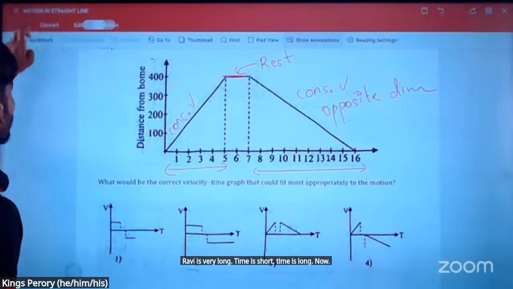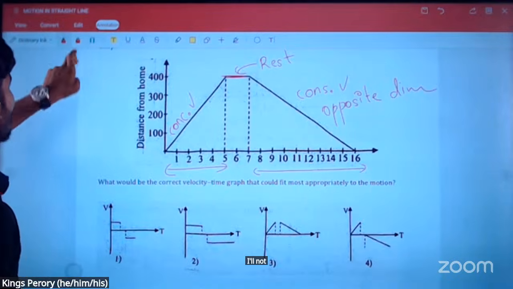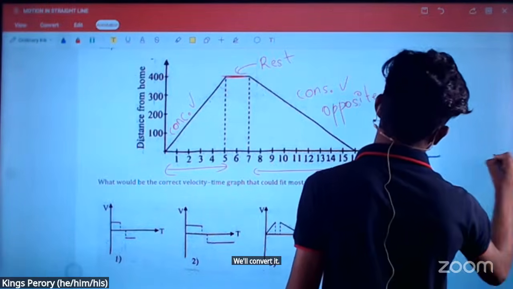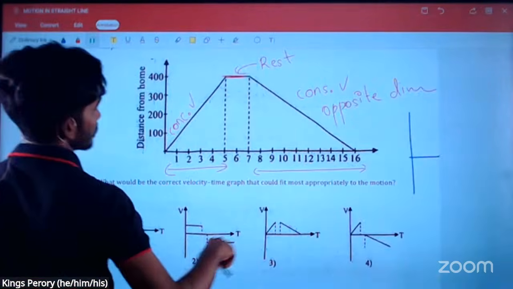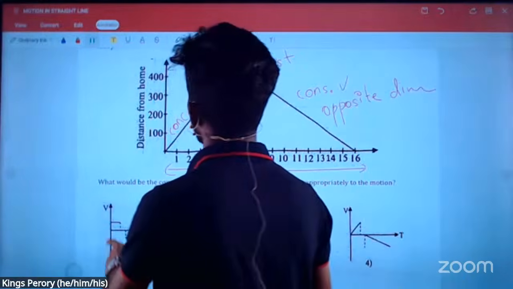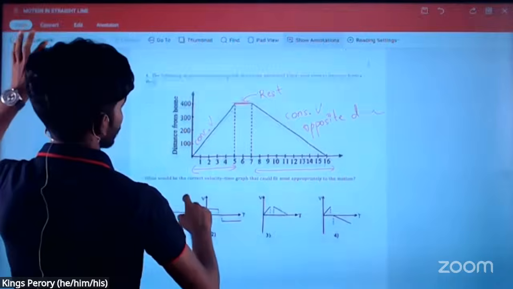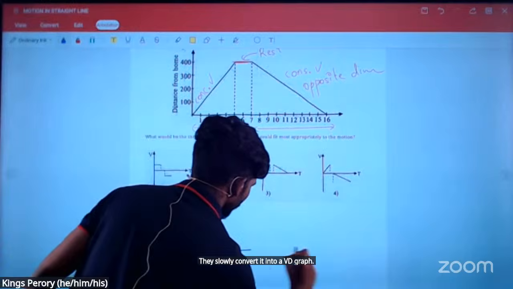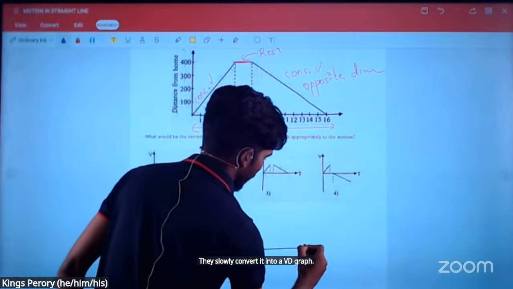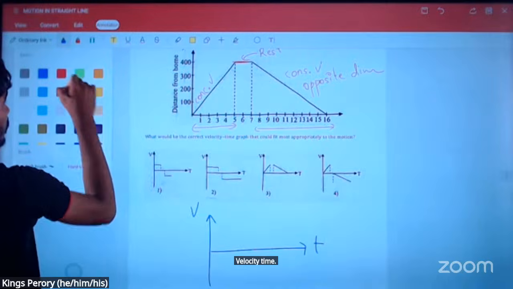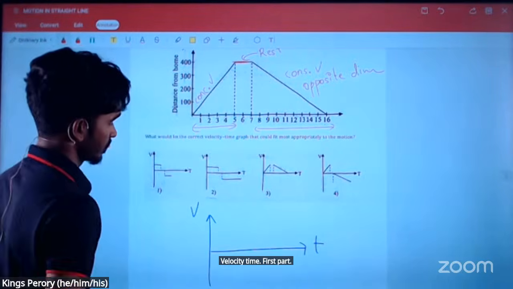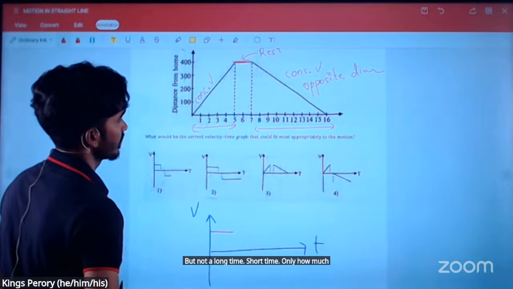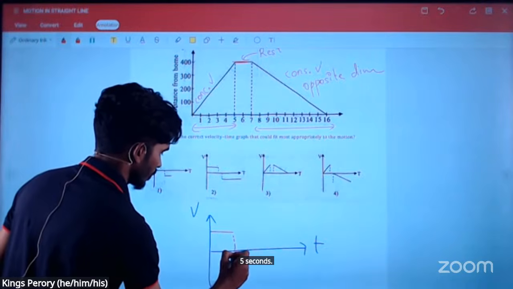Now we'll convert it into a VT graph. I won't look at the answer, I'll do it like an essay question. We'll slowly convert it into a velocity time graph. First part, constant velocity, but not for a long time. Short time. Only how many seconds? 5 seconds.